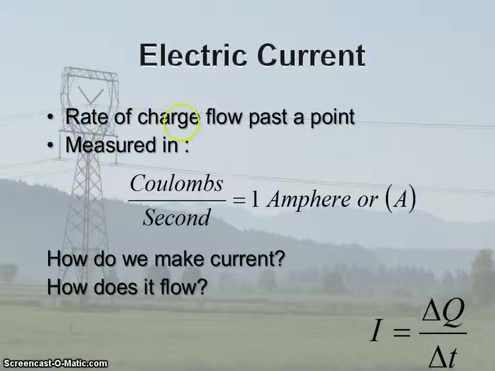All right, here's a little bit more information about electric current. This is going to go right next to "rate of," and you'll write in "charge flow past a point." It's measured in coulombs per second, otherwise known as an ampere. Sometimes we just say an amp. How do we make current? Well, we need a voltage. In order to have the charges flow, we need to push them along. How do they flow? Well, they flow at a rate of charge over a certain amount of time.